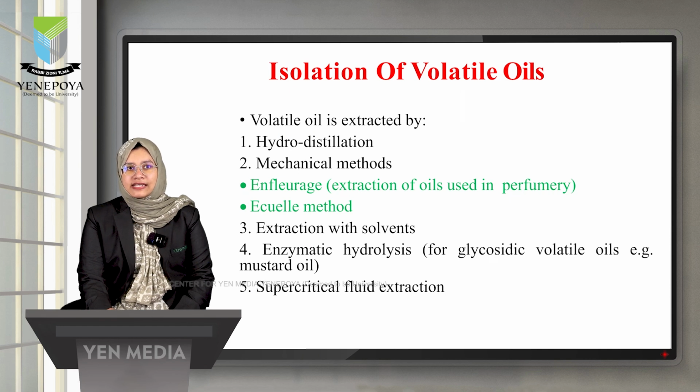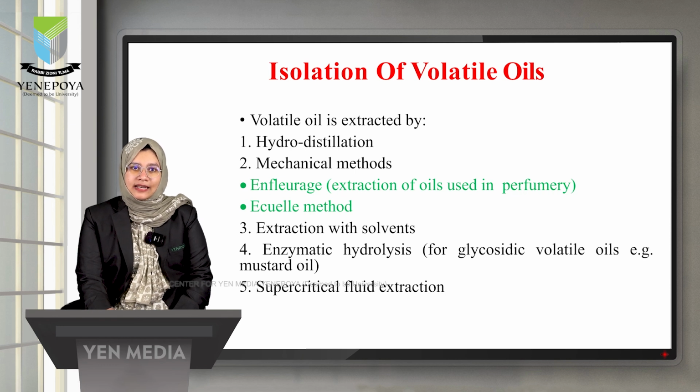So how will we be isolating the volatile oil? Volatile oil can be extracted by different methods like hydrodistillation and mechanical methods. In mechanical methods we have two types, that is enfleurage and the Ecuelle method. Enfleurage is an extraction used mainly in perfumery. And next is extraction with solvents. Then enzymatic hydrolysis, that we use for glycosidic volatile oils, examples like mustard oil and bitter almond. And next is supercritical fluid extraction.